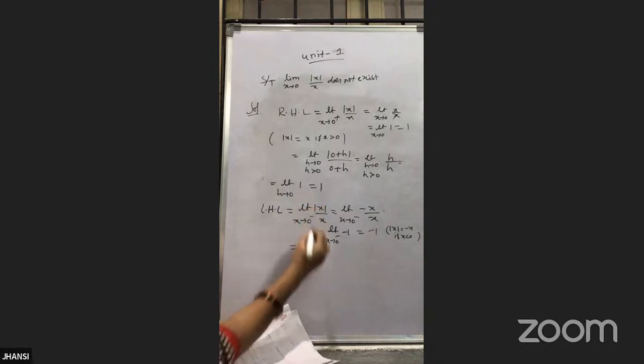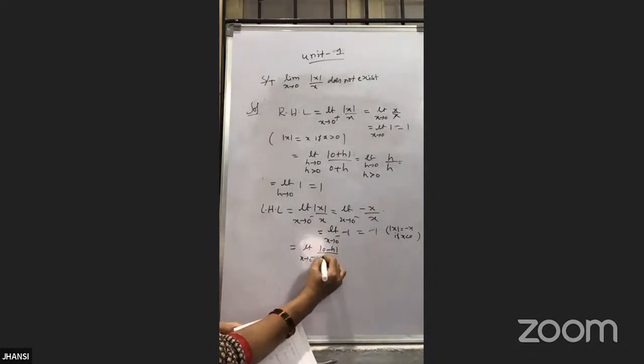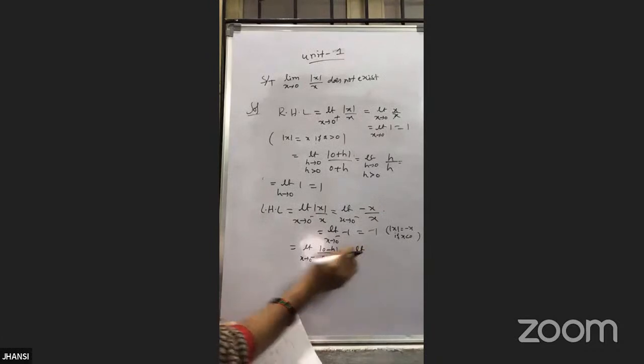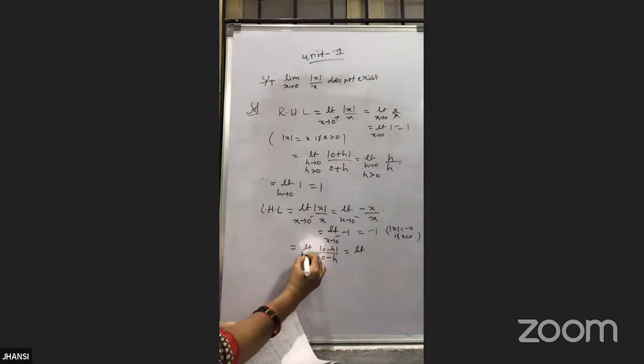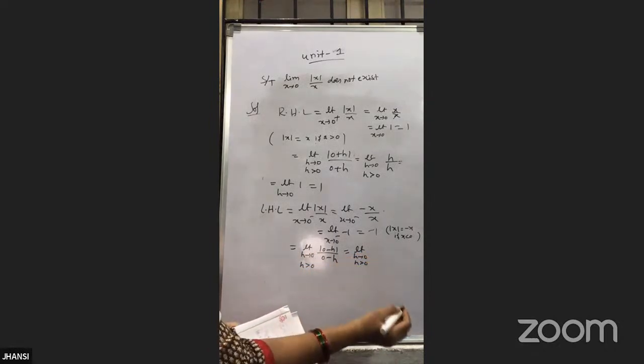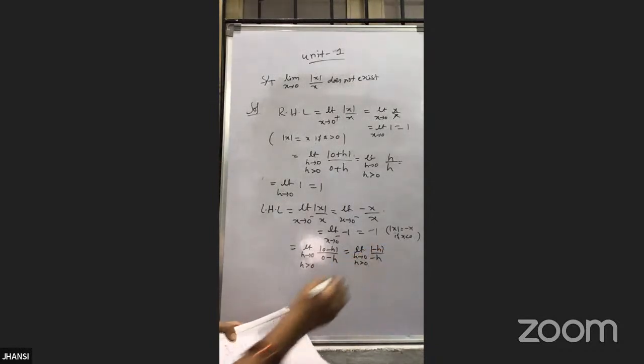So next, the second method is limit x tends to 0 minus. In place of mod x, you write 0 minus h by 0 minus h. Okay. So it is equal to limit h tends to 0, h greater than 0. So this is modulus of minus h, and in the denominator, minus h.